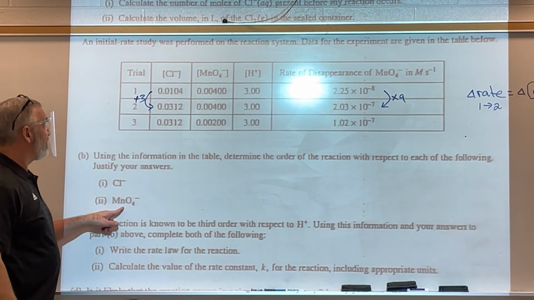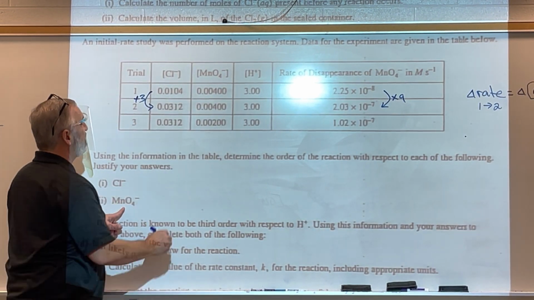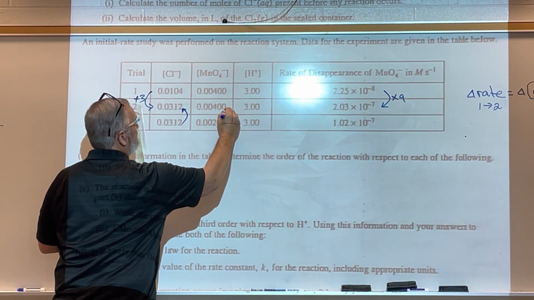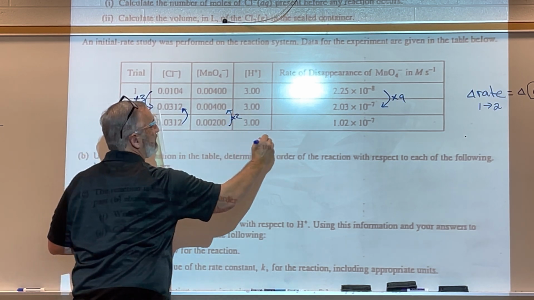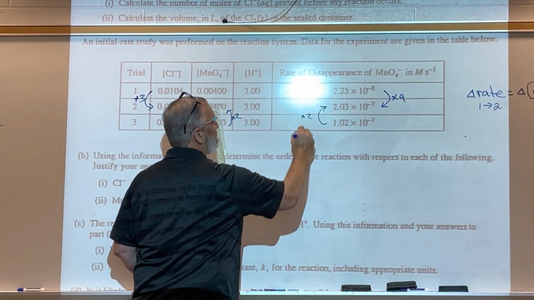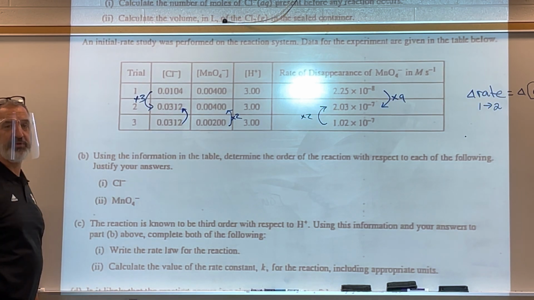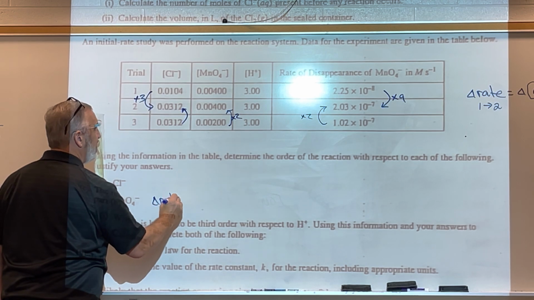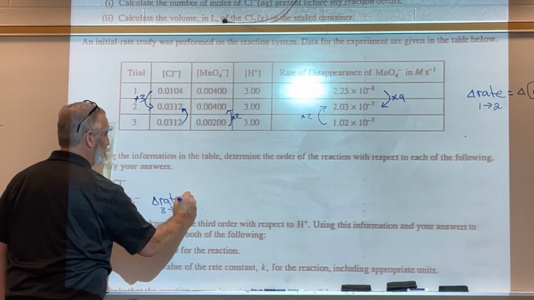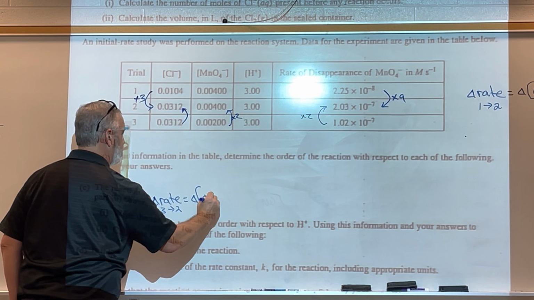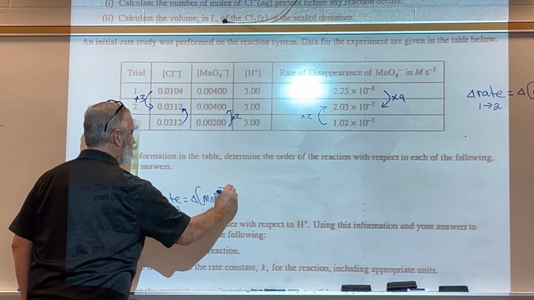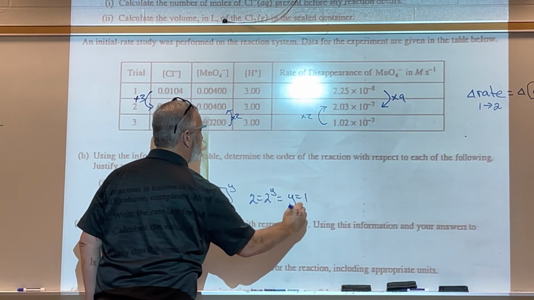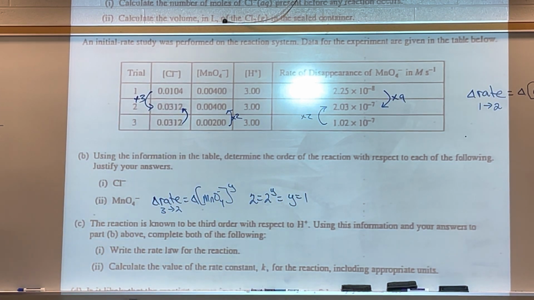Okay? So then the MnO4. Well, these two are kept constant. Let's go this way. So that's times 2. That's times 2. So what do I know what MnO4 exponent is? 1. A 1. But you still say change in rate, and I would say 3 to 2 is equal to the change in the MnO4 minus to the y. 2 is equal to 2 to the y. Y equals 1. But what does the question ask?